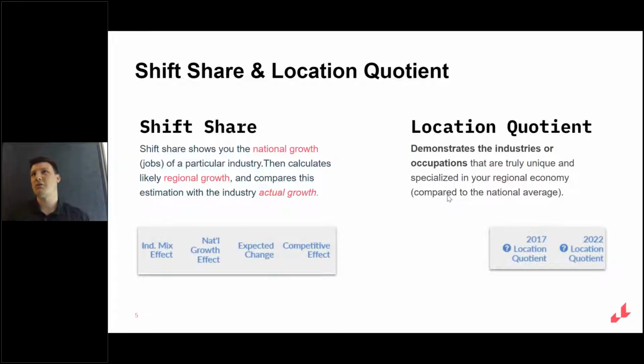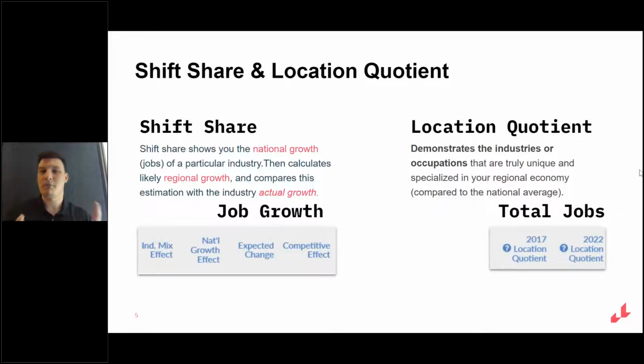We'll also look at location quotient. A couple of institutions that I work with already utilize location quotient, which is fantastic. I'll be doing some defining and refining of what that actually means. So again, as you can read, it demonstrates the industries or occupations that are truly unique and specialized in your regional economy compared to the national average. And so we're comparing two numbers right here, 17 and 22 location quotient. And so shift share highlights job growth, so it focuses on job growth, and location quotient focuses on total jobs. A couple things to highlight because they do look and relatively act pretty similar.